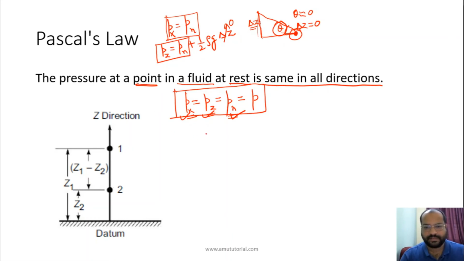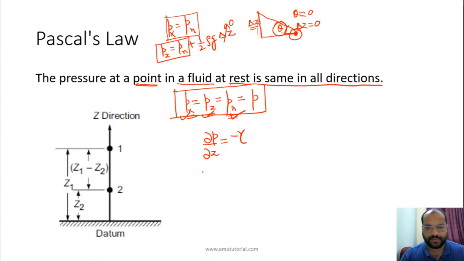So it means that delta p over delta z is equal to gamma. The pressure gradient in the z direction is equal to gamma. It's constant actually.